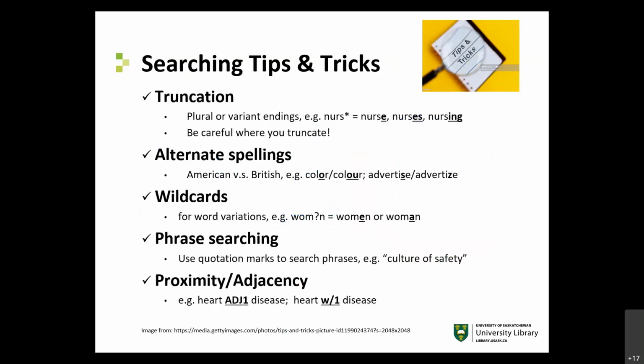So, some searching tips and tricks, and these are mostly related to what you can do with keyword searching. You can't do any of this with controlled vocabulary searching, but you can certainly do this with keyword searching, and it's a way of expanding your results as well. So truncation is a thing. It will pick up plural or variant endings. So if you had a term like nurse, by truncating nurse after the S, you would pick up singular nurse, nurses, nursing, nursemaid, and so on and so forth.